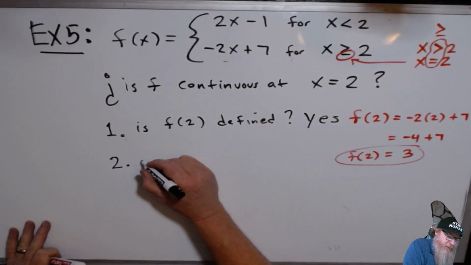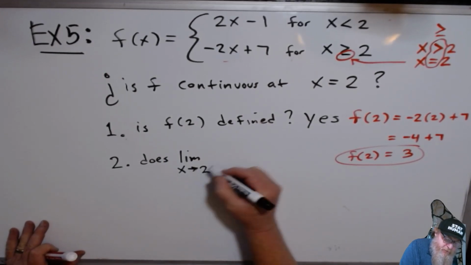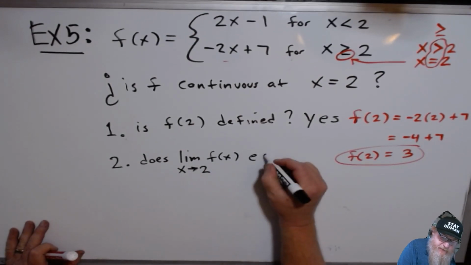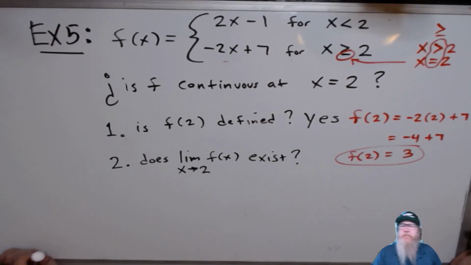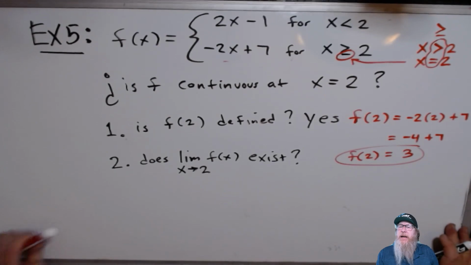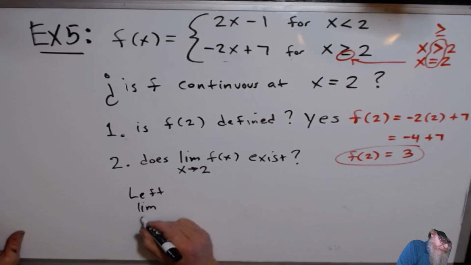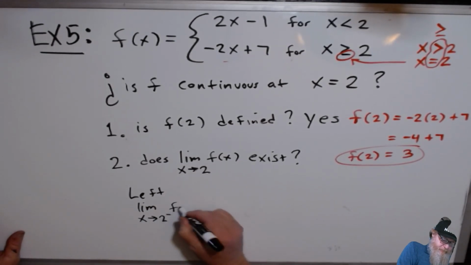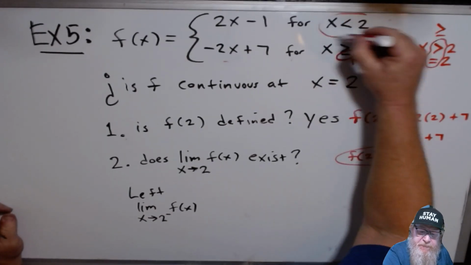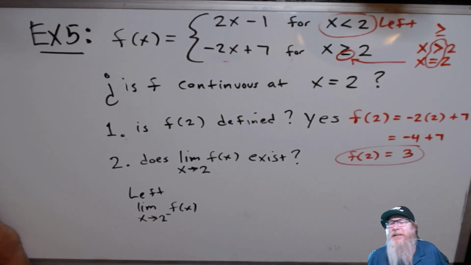Let's do the second one. Does the limit as x approaches 2 of f of x exist? Well, I don't know. I have to do it from the left and from the right. So let's do the left. So this will be the left. I usually put the left piece first, but don't get too comfortable with that because sometimes you'll have 3 or 4 of them where the left piece comes first and then all of a sudden it'll switch. So make sure you read it carefully.